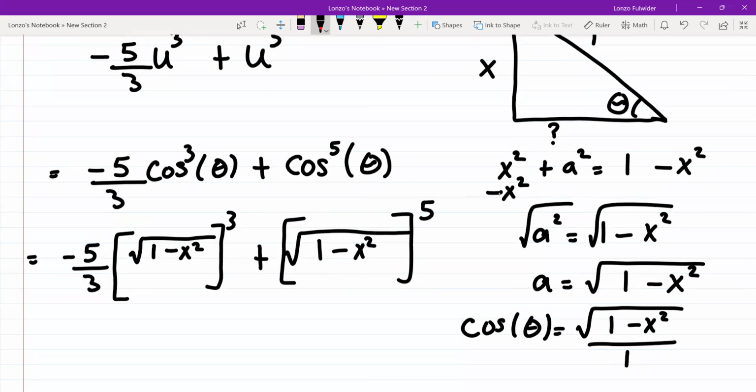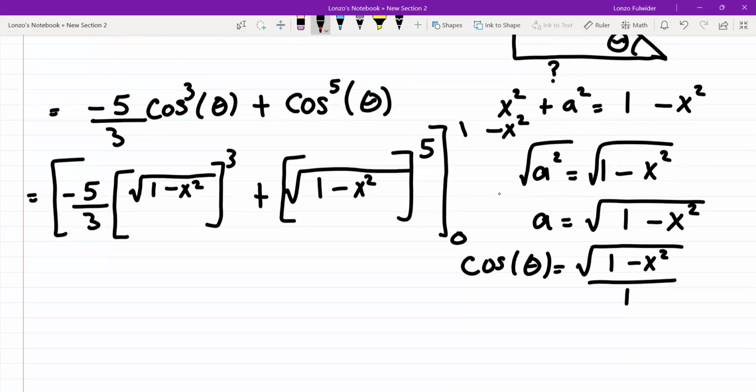Okay. Is this our final answer? No, we have to do the boundaries. So we have to apply the fundamental theorem of calculus. Our lower boundary is 0, and our upper boundary is 1. So let's plug in 1. This is going to be negative 5/3. And this is good because what's 1 squared? It's 1. And then you subtract that from 1, that's 0. So 0 to the third power is 0. And the same thing here: it's 1 minus 1 squared, which is 0, so square root of 0.